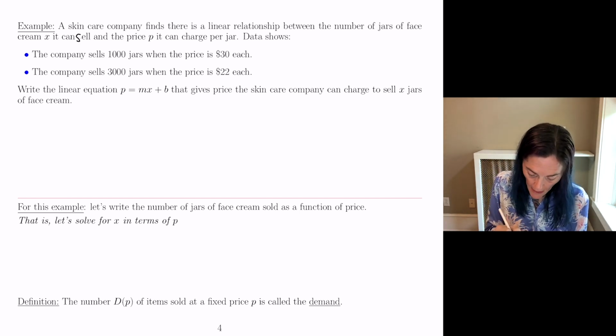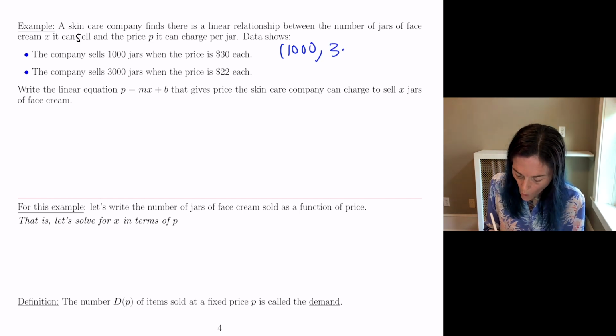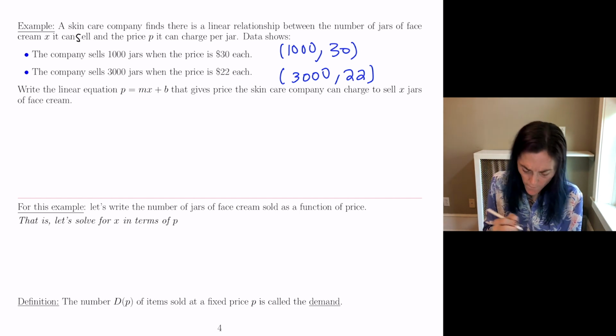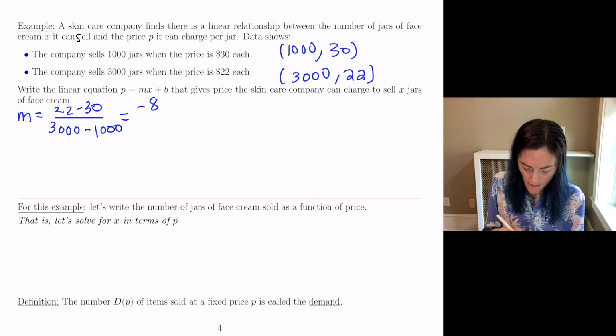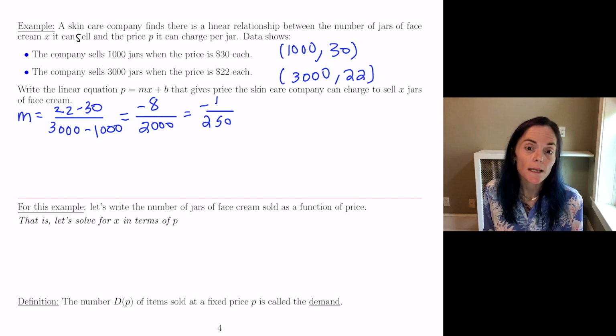Well, really we're thinking about this as being a point on the line. This would be the point. The x is 1,000. And then the y, which we're calling p, is 30. This would be a point on the line, and the other point is 3,000, 20. So the first thing we can do is find the slope of the line. We have y2 minus y1 divided by x2 minus x1. We get minus 8 over 2,000, which is negative 1 divided by 250. Here's my slope.